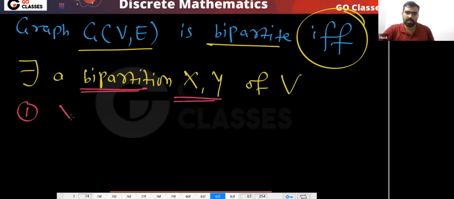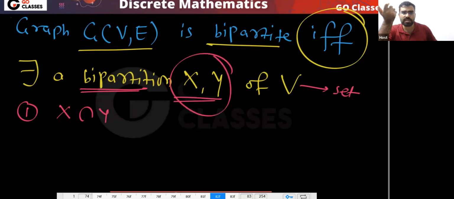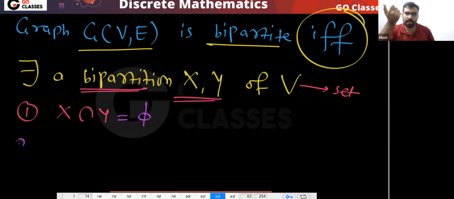What should happen? These two parts should be disjoint because this is a partition. Have you seen partition in set theory? Partition of a set. V is a set, and X and Y are subsets of the vertex set, so you are creating a partition of V. The intersection should be phi, meaning these two must be disjoint.